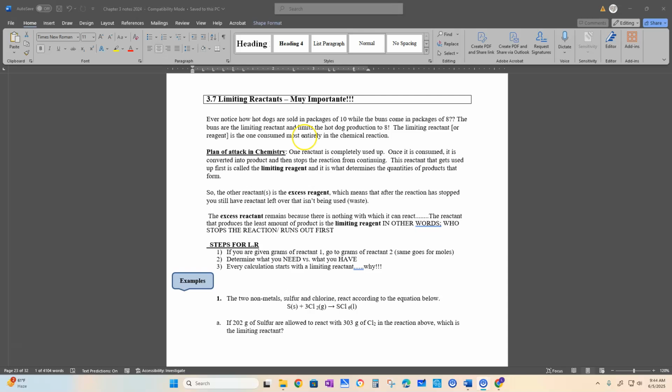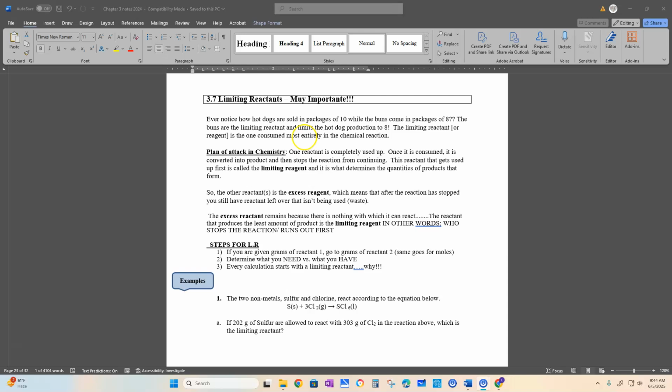Welcome back, AP. Last section of Chapter 3, 3.7, Limiting Reagents. This is a very important topic because it determines who stops the reaction between your reactants. Let me give you a little analogy.